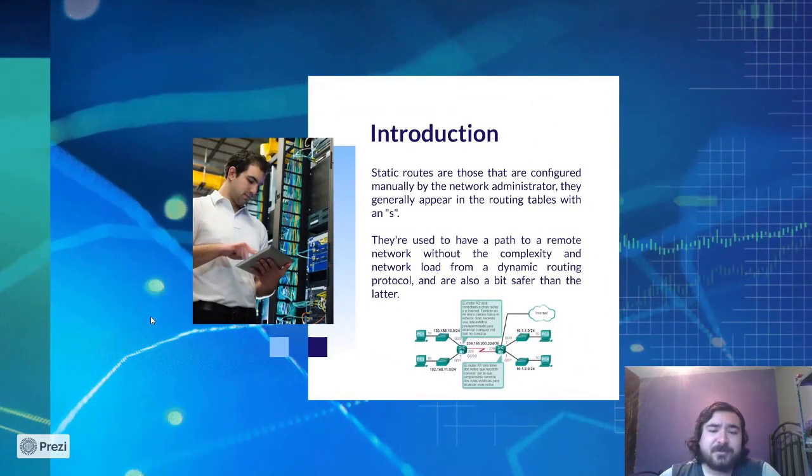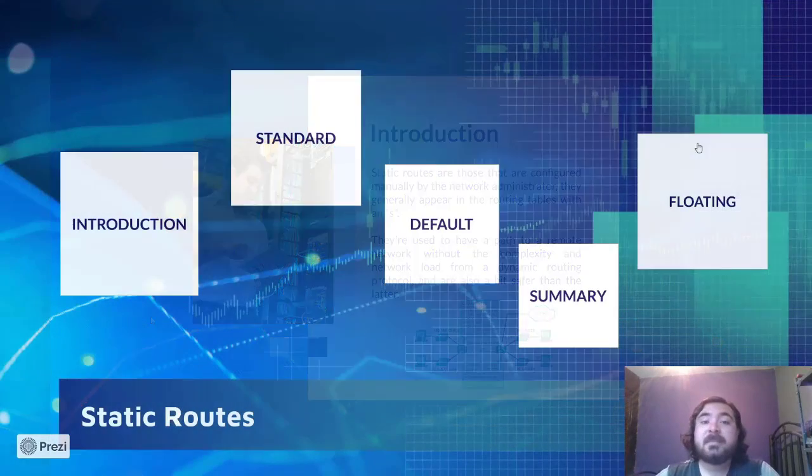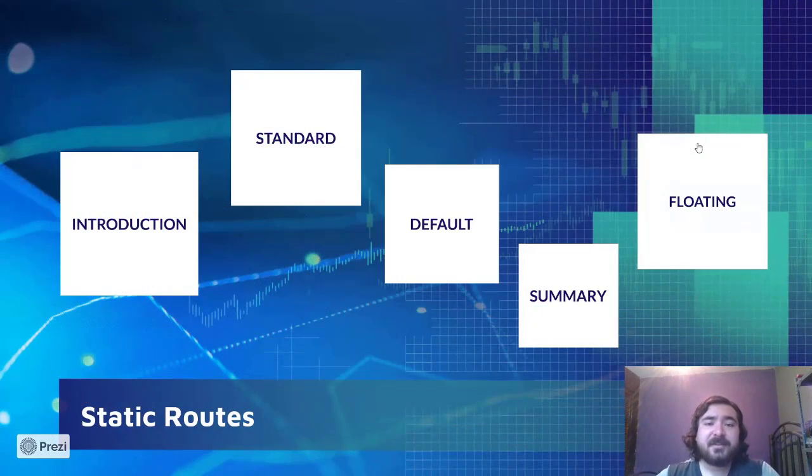So, static routes are a kind of network route that is configured manually by the network administrator. This generally appears with an S in the routing tables. This kind of route is used to have a path to a remote network without the need of a dynamic routing protocol, which can reduce the amount of complexity, network load, and increase a little bit of the safety of the network. Now, let's talk a little bit about the different types of static routes that there are.